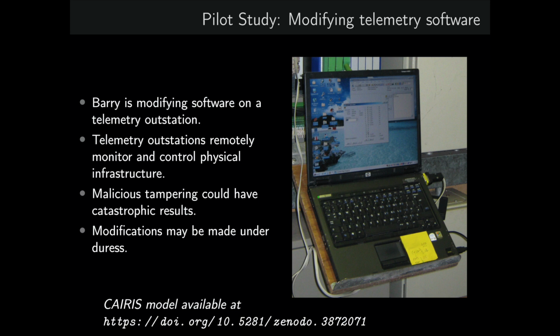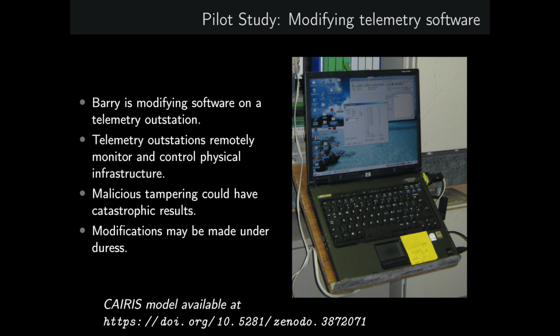Now, as part of the specification, we have a persona which is called Barry, which was created by human factor experts to represent instrument technicians. We've also got a task narrative describing how Barry might modify a telemetry outstation. Now, there have been some well-publicised examples of what happens when these outstations are maliciously tampered with. But given the duress instrument technicians making software changes might be under, we'd like to see the impact that fatigue might have on Barry in this task.